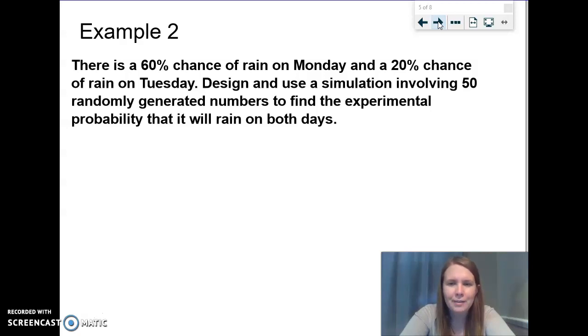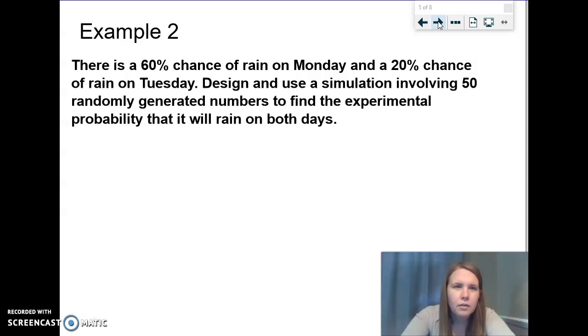Ooh, alrighty. So we need to come up with 2 numbers, and we want to know what is the probability that it's going to rain on both days, okay? Let me think about this one. We need to use a random number generator, but how are we going to simulate that? We need 50 numbers? Whew! Sit here and do this for a long time. Trying numbers to find the experiment that will rain on both days.